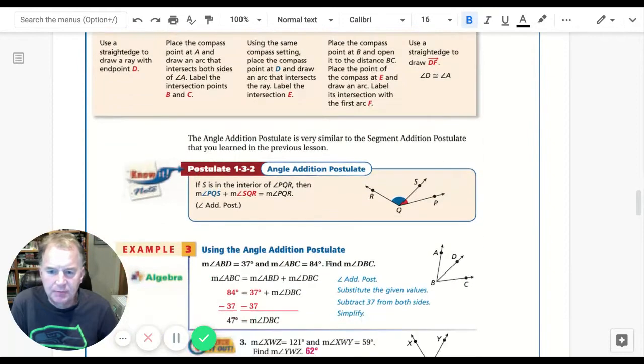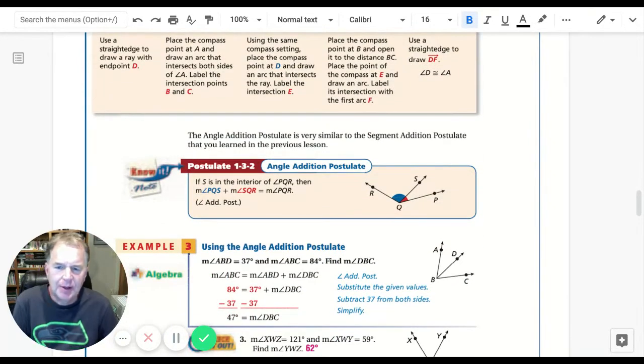Constructions we are skipping for now, and down at the bottom, the angle addition postulate. So this is exactly the same thing as the segment addition postulate. It's just that it's with angles instead of segments. Remember how I told you that the segment addition postulate said that 2 segments made a big segment? Well, here I'm saying that 2 angles make a big angle. Notice the M. We're talking about numbers. And if I'm doing numbers, I can add them.